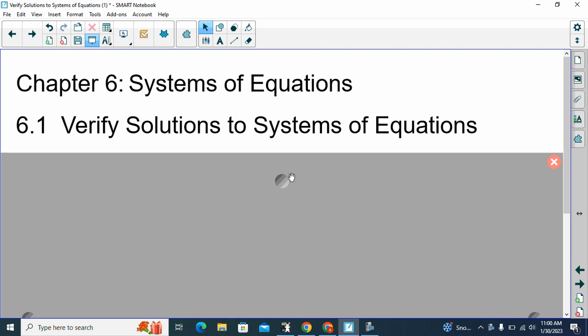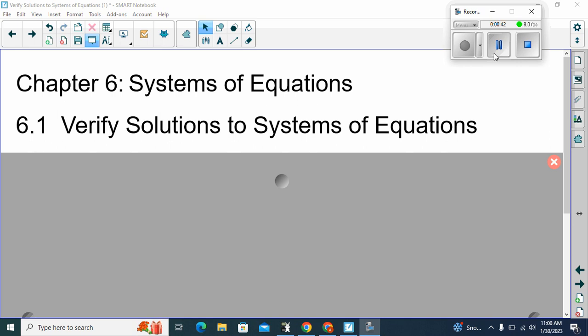So we're in section 6.1. 6.1 is on verifying solutions to systems of equations.